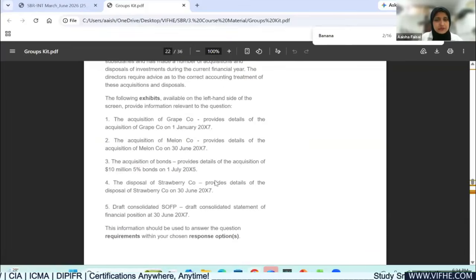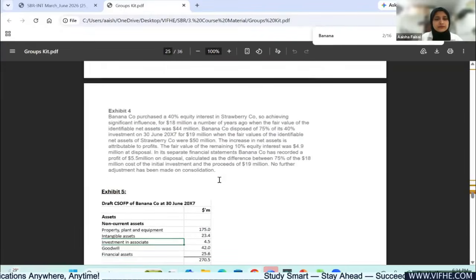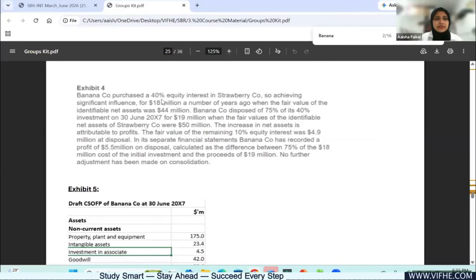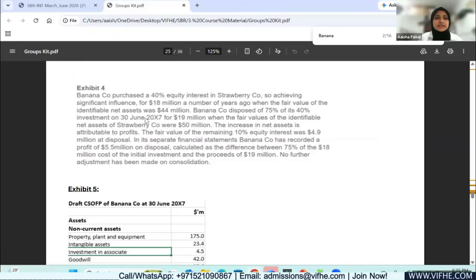Banana has the fourth exhibit, which is the disposal of strawberry company. Banana company purchased a 40% equity interest in strawberry company, so achieving significant influence, for 18 million a number of years ago when the fair value of the identifiable net assets was 44 million. Banana company disposed of 75% of its 40% investment on 30th June 2007 for 19 million when the fair values of the identifiable net assets of strawberry were 50 million.